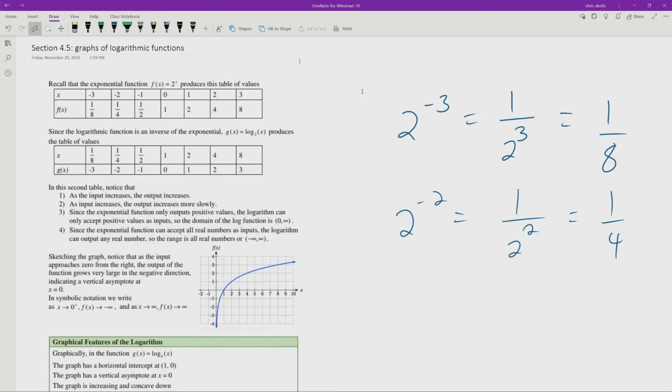Notice that in this second table, as my input increases, my output increases. As my input increases, my output is increasing more slowly. So at first, I'm increasing by these fractions, right? And I'm getting an increase in the y value of 1. And then I have to increase my x value by 4 over here in order to increase my y value by 1.